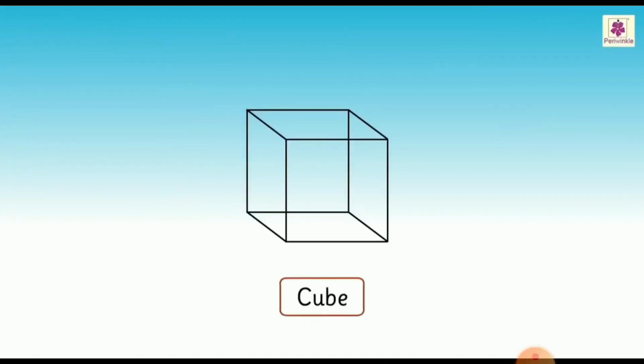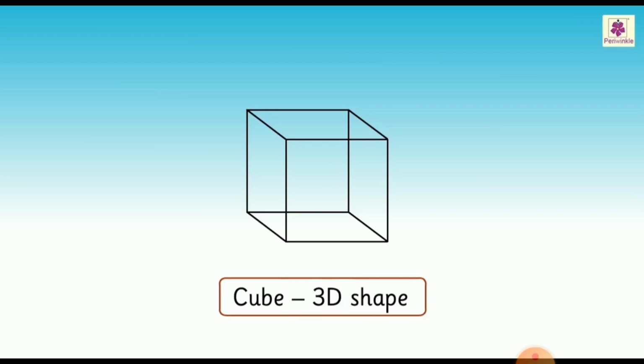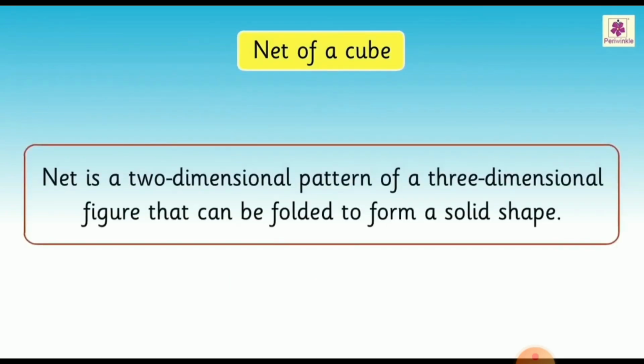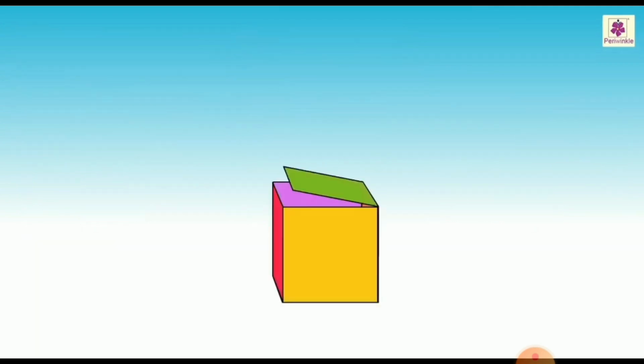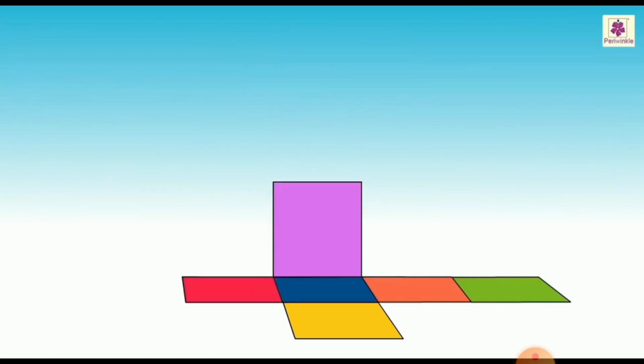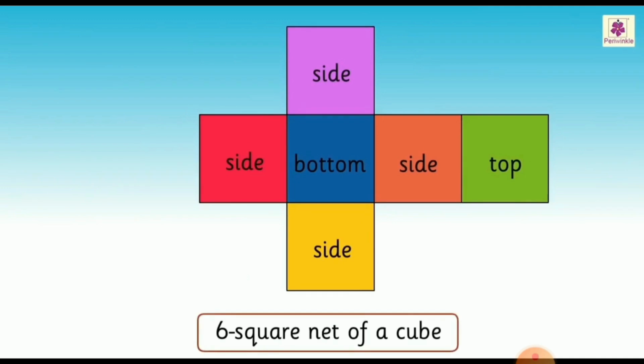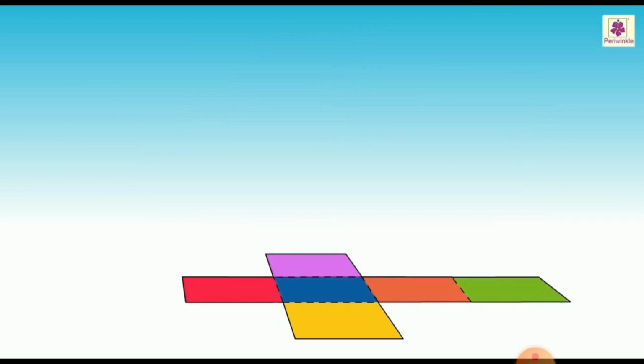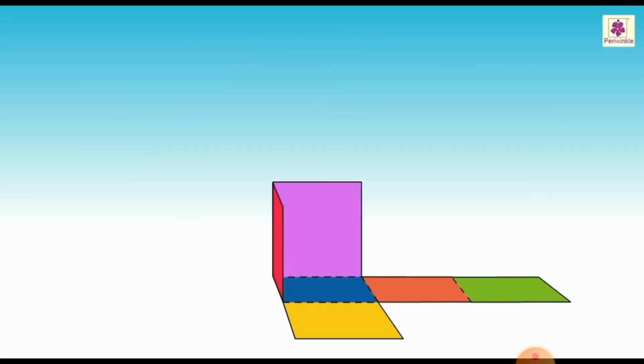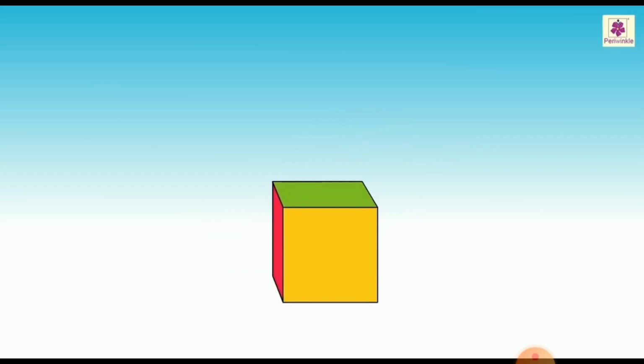See this image, children, what is this? A cube, a three-dimensional shape, cube. We are going to see the net of a cube. When you unfold this cube, you will get the net of a cube, that is a 2D shape of the cube. Okay, so this is the net of the cube. Okay children, it has 6 faces, the 6 faces are equal, so this is the net of the cube. So when you again fold along this dotted line, you will get the same cube.